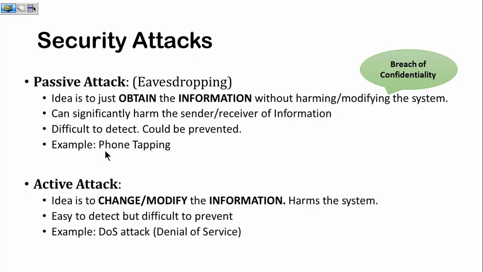Active attacks are also those attacks that deny the services. For example, you are entitled to get certain information or services, but you are not able to get it because the server was down, which has been deliberately made down by the hacker or the intruder, right? So such kinds of attacks are called active attacks, and they basically breach the integrity and availability security goals.